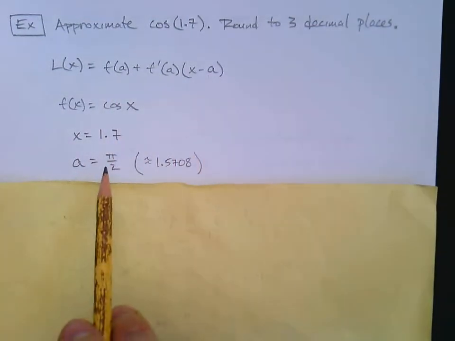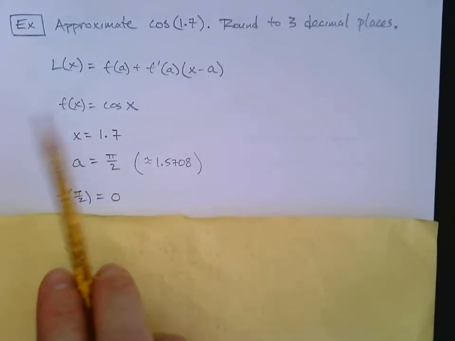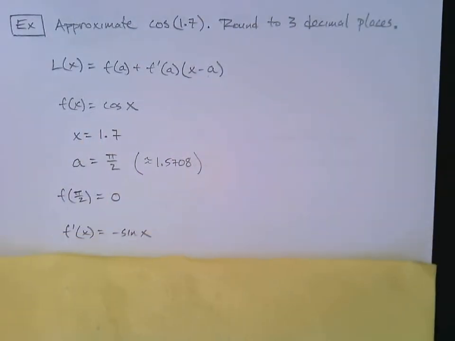So I know a is pi over 2. What's f of a? Well, let's put it in. Our function at pi over 2, cosine pi over 2, as you may know, is 0. If you want to use a calculator for that, I got no problem there. All right. Hey, we're going to need the derivative. Well, f prime of x here is negative sine x. Okay. And we're going to have to plug that a value into that as well. f prime of pi over 2, negative sine pi over 2. Well, sine pi over 2 is 1. So we've got negative 1. And now we're all set.